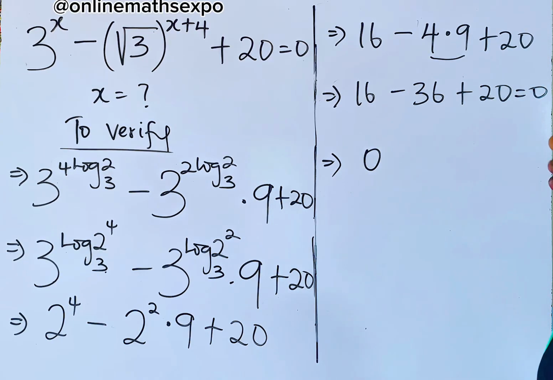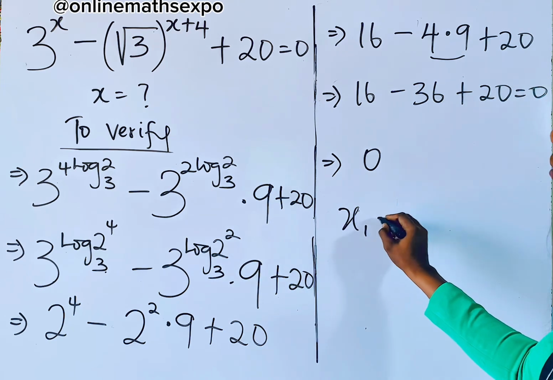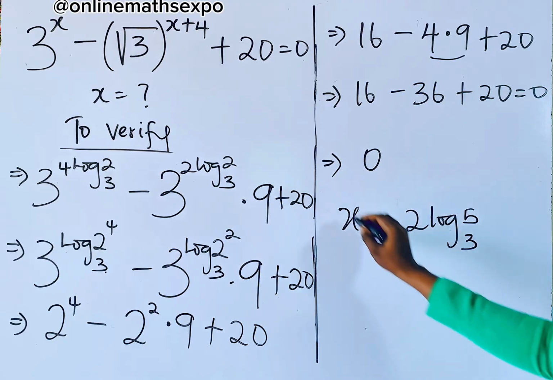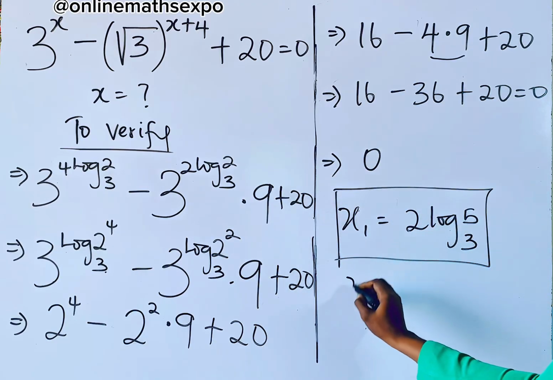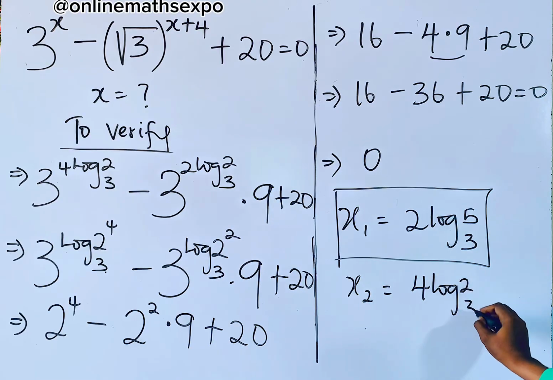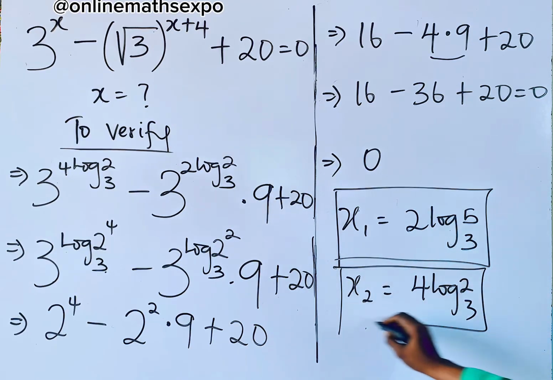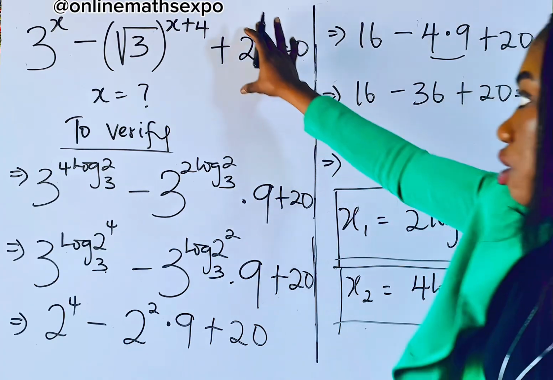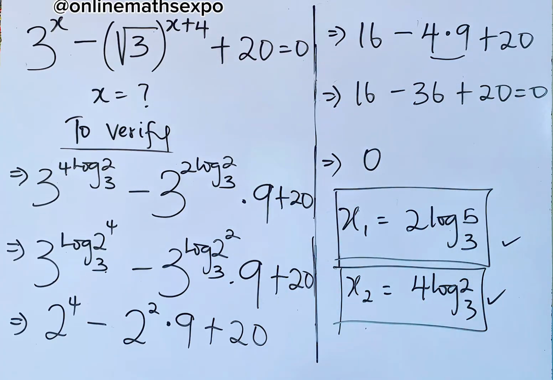So what it also means is that the first value of x as 2 log of 5 base 3 and the second value of x as 4 log 2 base 3 are both correct. They both are valid and they satisfy this equation.